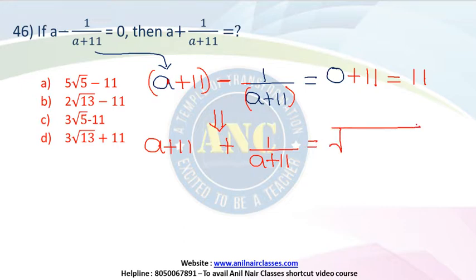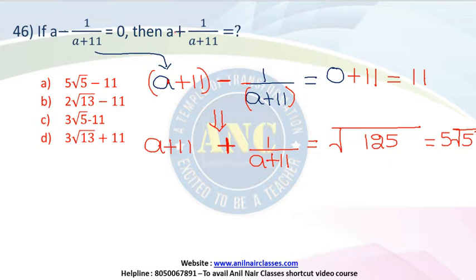plus or minus square root of k square plus 4. Why plus? Because there is a plus sign in between here. K square, k value is 11. 11 square plus 4. 121 plus 4 is 125. 125 can be written as 5 root 5, because 125 is 25 into 5. Square root of 25 is taken outside as 5. So it is 5 root 5.